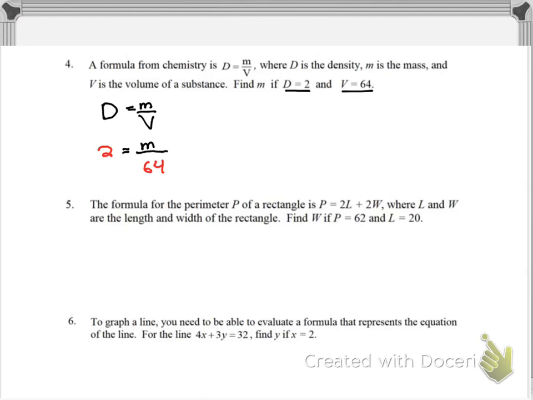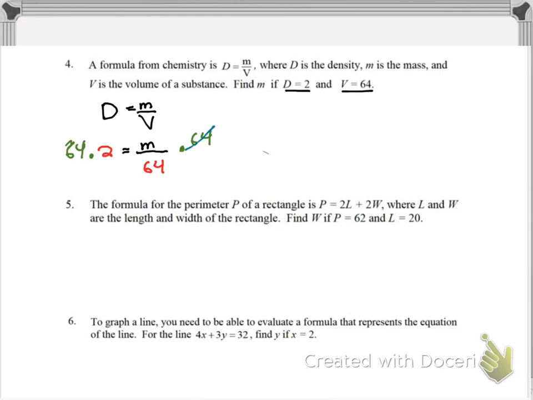Okay, and again, unlike the first few problems we did, we're not done, right? We haven't isolated our variable yet. So I always ask myself, okay, well, here's M. How is that 64 attached to the M? Well, hopefully you can see that M is being divided by 64. How do we undo division? Well, we undo division using the inverse of division, which is multiplication. So the only way to get rid of that divide by 64 is to multiply both sides by 64.